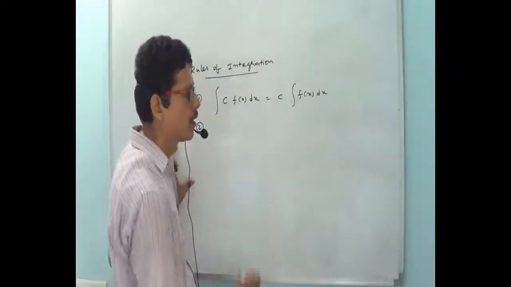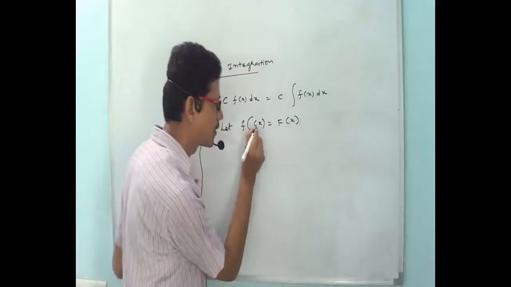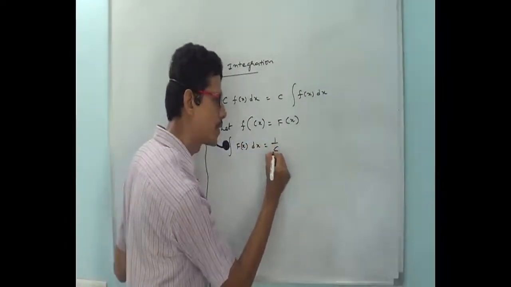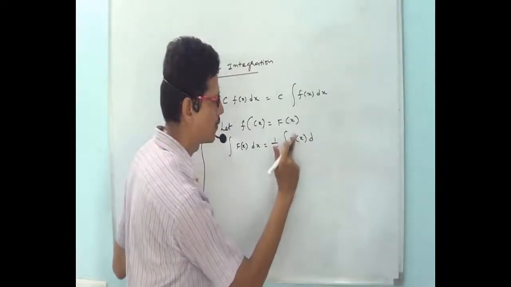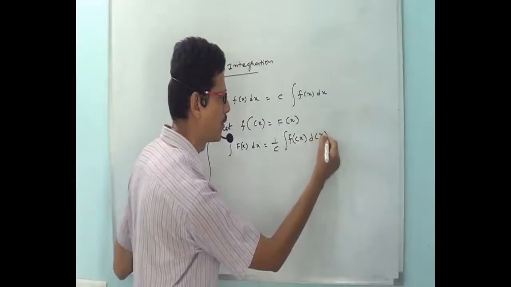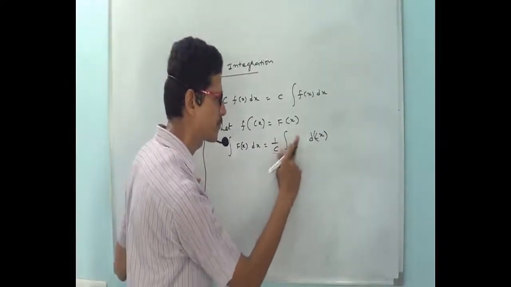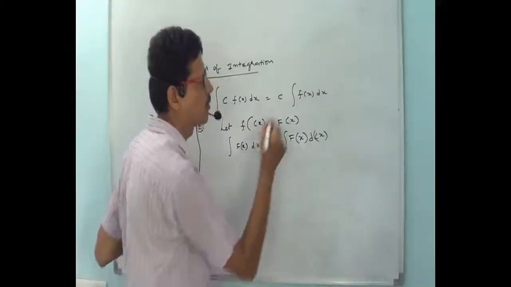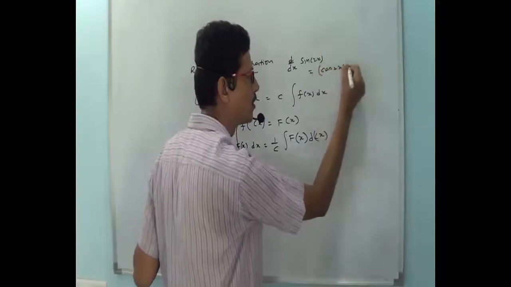Next, let F of cx be a function with a constant inside it, then the integral of f of cx dx is nothing but 1 by c into integral f of x dx. F of cx into the derivative of cx, you have to write like this. F of cx is nothing but capital F of x. It's 1 by c. Actually what we did: d by dx of sin 2x, what is the sin 2x derivative? Cos 2x into 2.